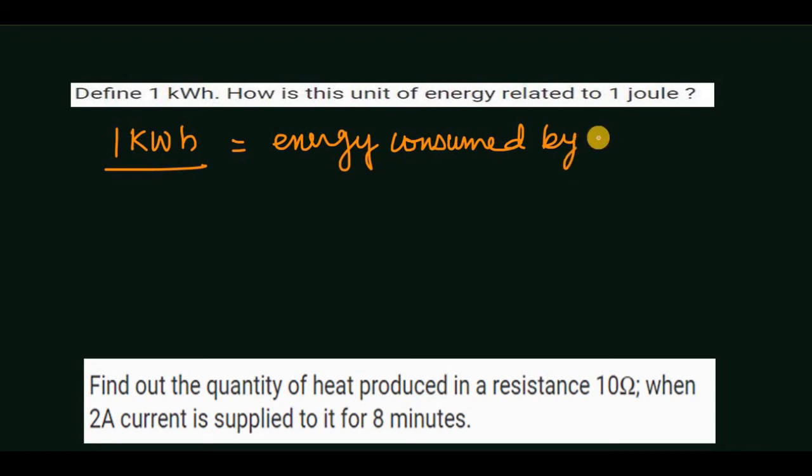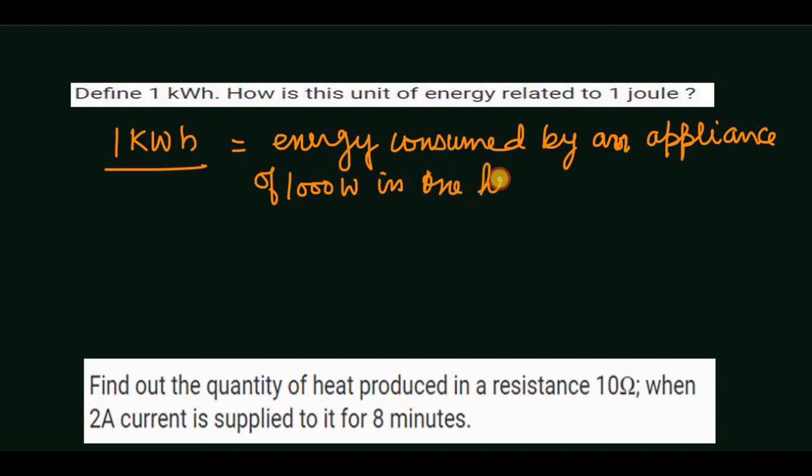by an appliance, or in place of a single appliance you can take many appliances which combinedly use a power of 1000 watt. Okay, the energy consumed by an appliance of 1000 watt in 1 hour, that is called 1 kilowatt hour.